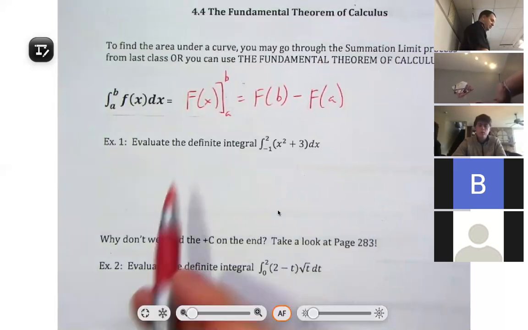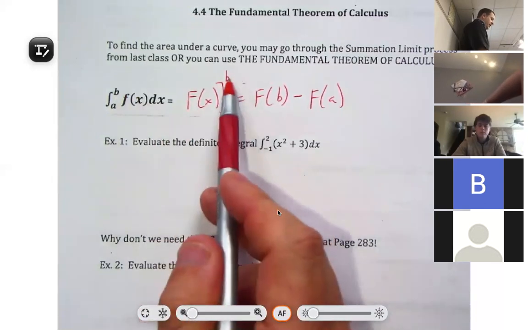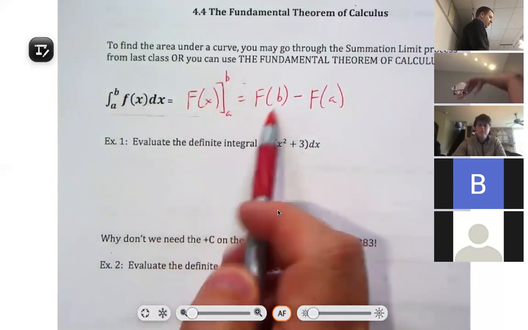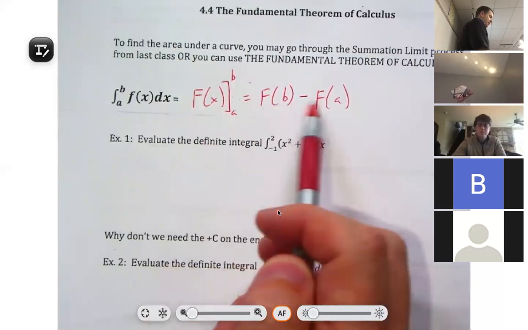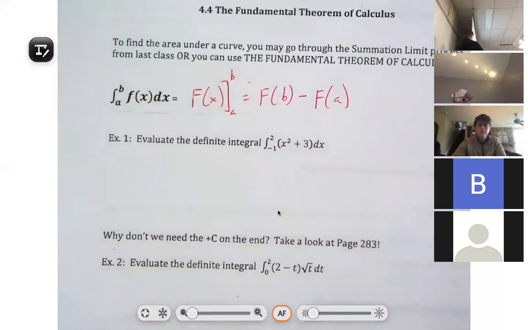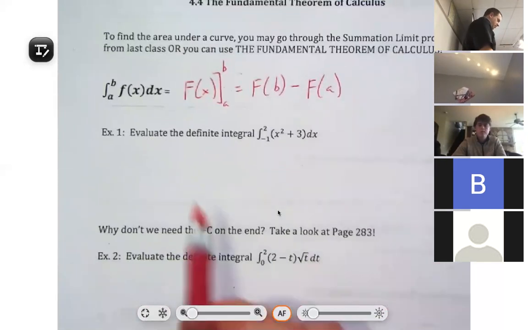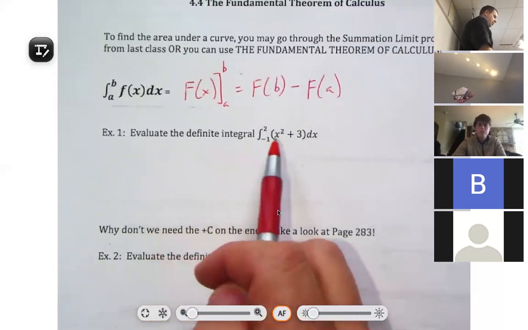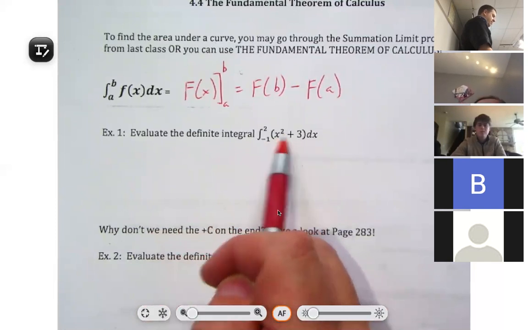So we find the integral, we plug in the upper limit, we plug in the lower limit, and then we subtract the two values. In the end, you're going to get a number answer like 6 or 10 or whatever. You're going to get a number out in the end. And that is what the area under the curve will be. Okay, that's our process. So example 1 says evaluate the definite integral of x squared plus 3 from -1 to 2.